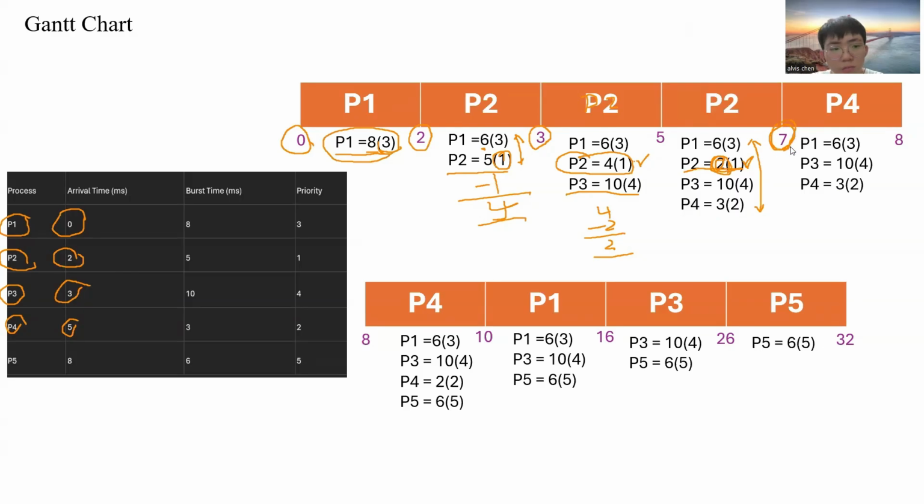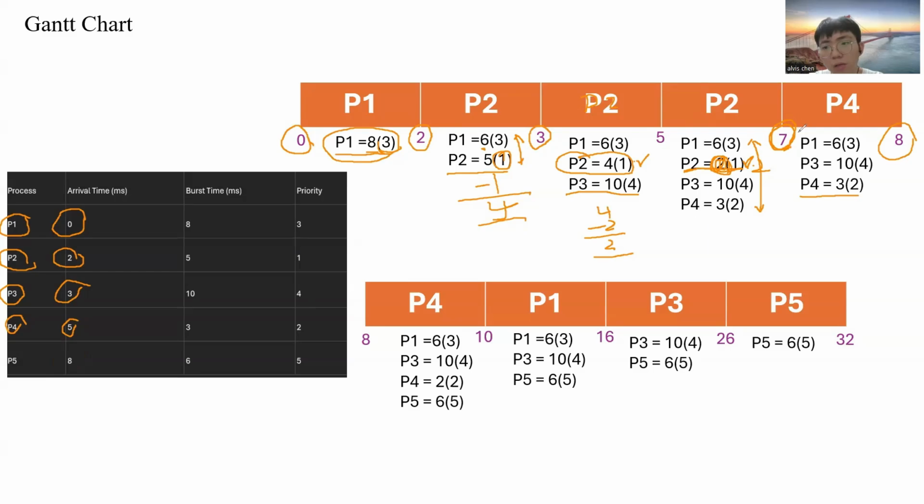Why do we stop at the 7? Because process 2 hasn't arrived, the 8 is already done. Done at the 7 because the burst time is 2. So 5 to 7 is 2, right? So we stop at the 7, and we've already done.